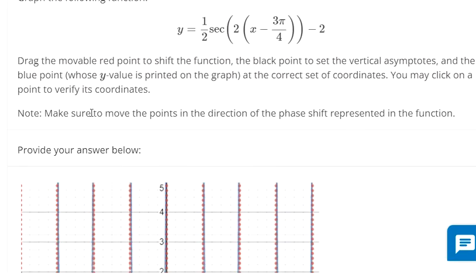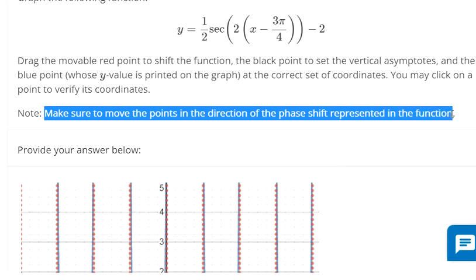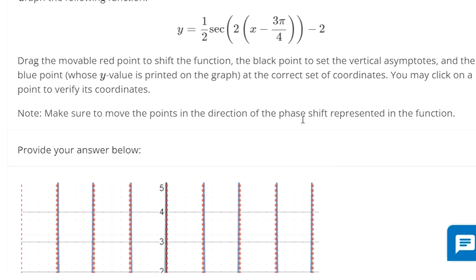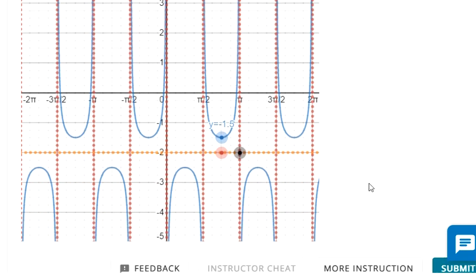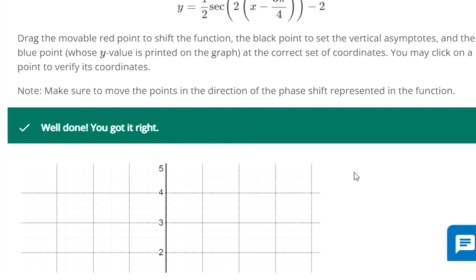Okay, and the big thing, I guess, if students are knowledgeable of this but getting it wrong, it's usually this part right here. That minus 3 pi over 4 means I have to move it 3 pi over 4 units to the right. Some students would move it 3 pi over 4 units to the left. They get the same graph, but that's not enough for Newton to mark it correct.